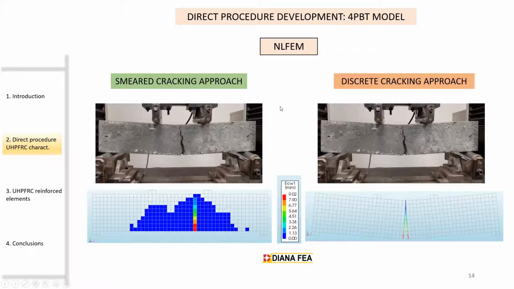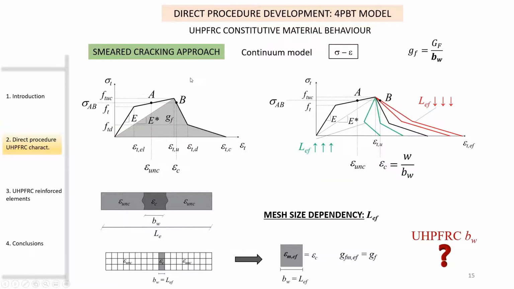To build our numerical model of the 4-point bending test, we define 2 different approaches, the smear cracking approach and the discrete cracking approach. For the smear cracking approach, as this is a continuum model, we need to distribute the crack opening part of the curve, this is the surfacic energy, into a mean strain considering the material crack bandwidth. But we don't know the material crack bandwidth of UHPFRC. So for our nonlinear finite element model, we assume that the length of the finite element equals the crack band, with the idea of preserving as much as possible the energy in the transformation.